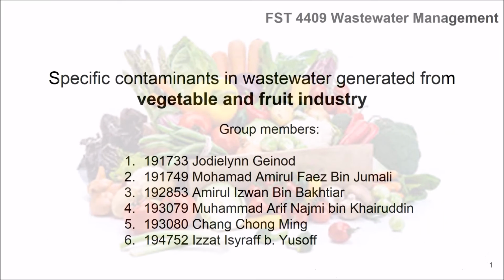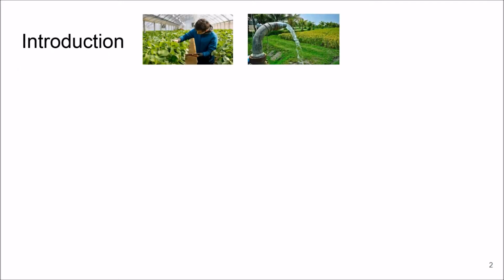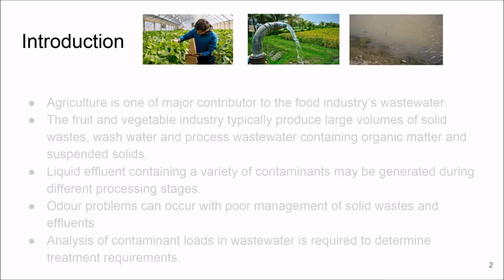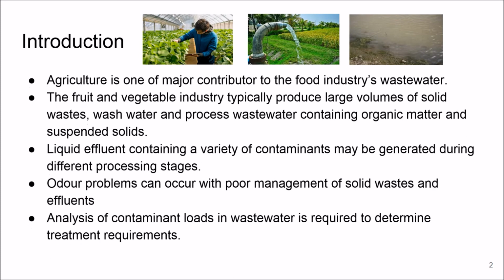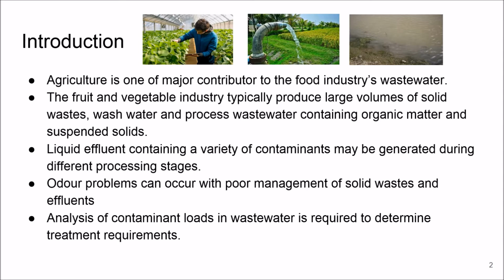So, for our introduction, agriculture is one of the major contributors to food industry wastewater. The fruit and vegetable industry typically produces a large volume of solid waste. The effluent contains high organic load, cleansing and blanching agents, salt and suspended solids, such as fibers and soil particles. They may also contain pesticide residue, which is washed from the raw material.